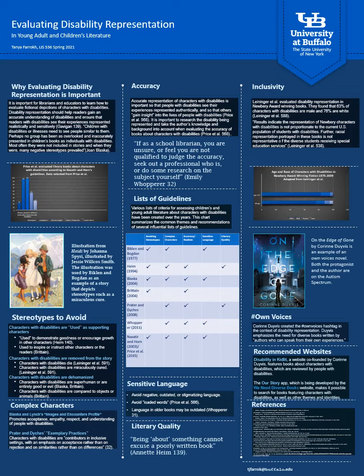One additional concept to consider is the need for inclusive representation. This is related to the guidelines for complex and accurate characterization, since in real life, people with disabilities are complex individuals, and focusing on only one aspect of their identity tends to obscure this. Leininger et al. evaluated disability representation in Newbery Award-winning books from 1975 to 2009. They found that 63% of characters with disabilities are male and 76% are white.